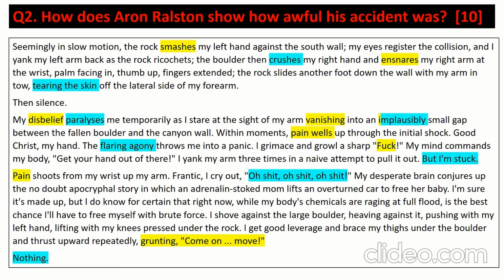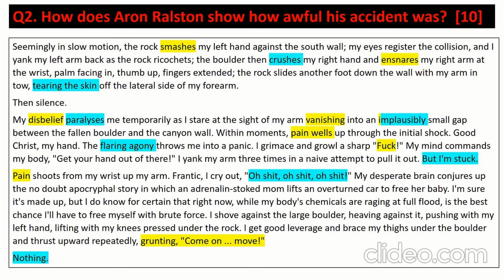Within moments, pain wells up through the initial shock. Good Christ, my hand! The flare of agony throws me into a panic. I grimace and growl. My mind commands my body, get your hand out of there. I yank my arm three times in a naive attempt to pull it out, but I'm stuck. Pain shoots from my wrist up my arm. Frantic, I cry out, oh shit, oh shit, oh shit. My desperate brain conjures up the no doubt apocryphal story in which an adrenaline-soaked mum lifts an overturned car to free her baby. I'm sure it's made up, but I do know for certain that right now, while my body chemicals are raging at full blood, is the best chance I have to free myself with brute force. I shove against a large boulder, heaving against it, pushing with my left hand, lifting with my knees pressing under the rock.